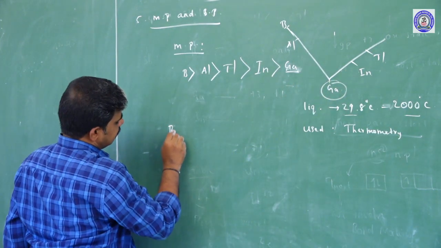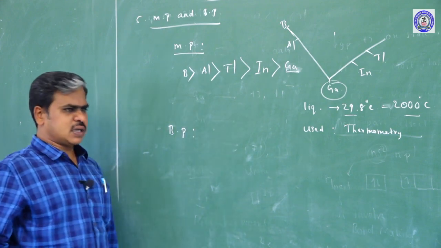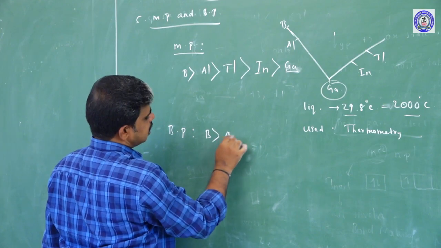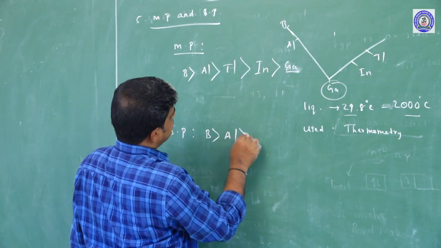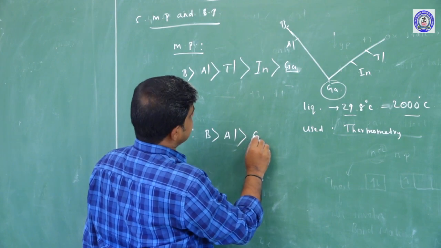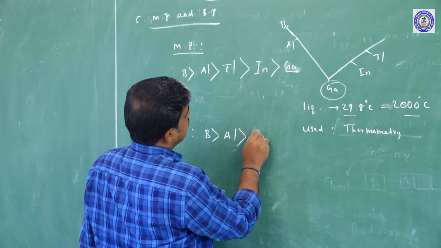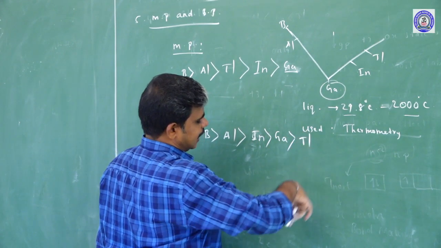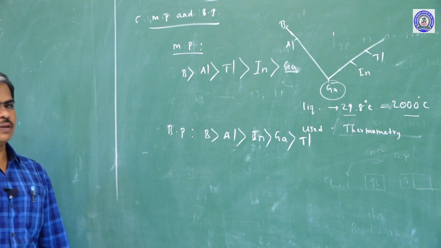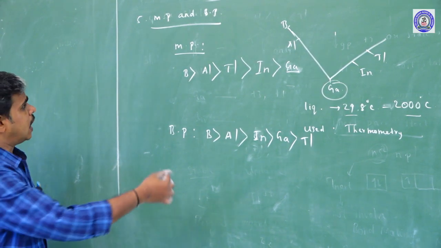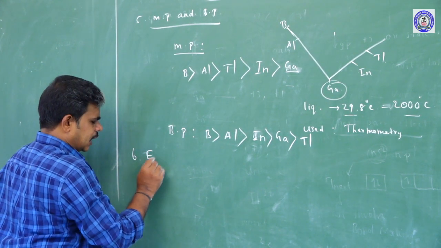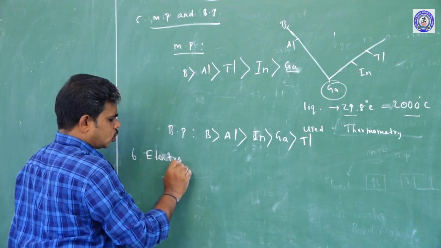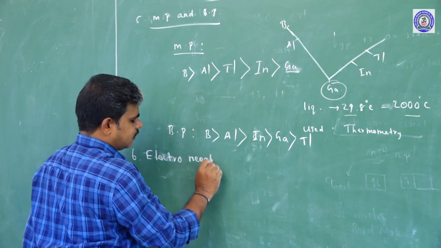Now we may take the boiling point. The boiling point order is also changed. It is boron, after that aluminum, and after that gallium, indium and thallium. So that is the boiling point order. And the next one is electronegativity. So what do you mean by electronegativity?